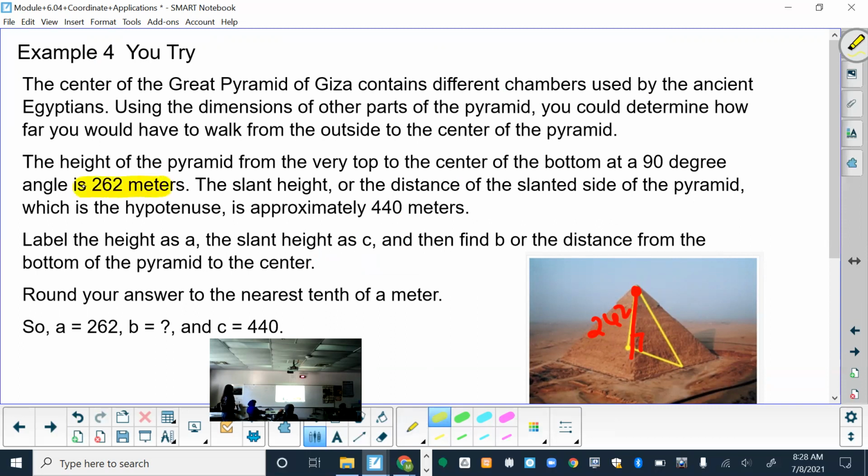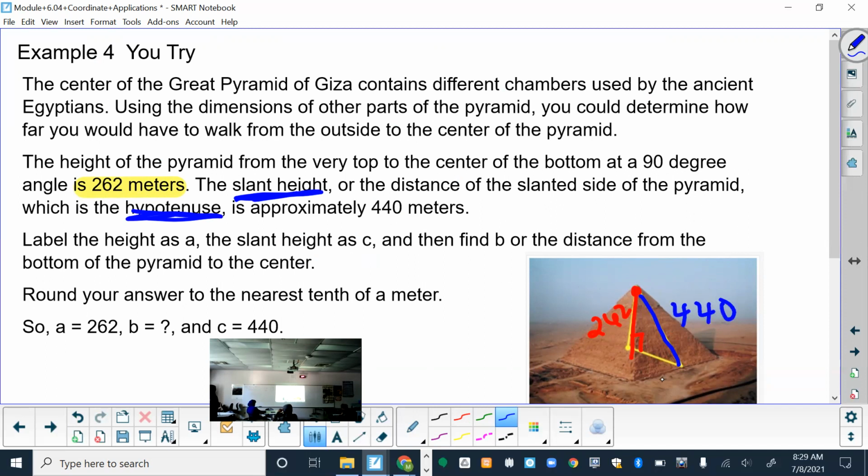Right, so you want to pull out the important information. This side is 262 meters. The slant height, when I say slant height, what side am I talking about? It's your hypotenuse. All right, this height, which happens to be my longest height. So make sure you're putting the numbers in the correct spot. The slant height, or distance of the slanted side of the pyramid, which is the hypotenuse, you can see right there, is approximately 440 meters.